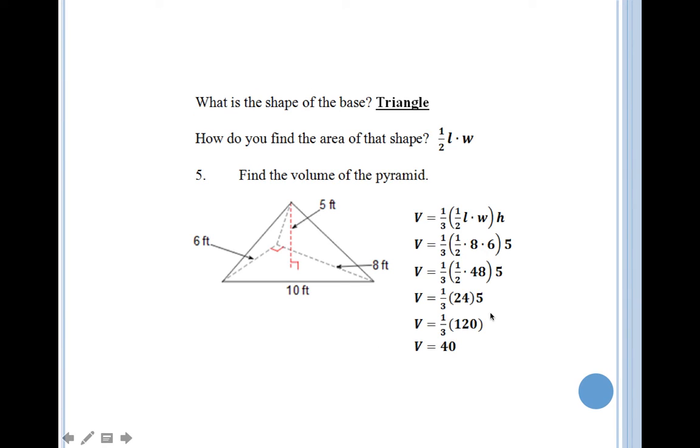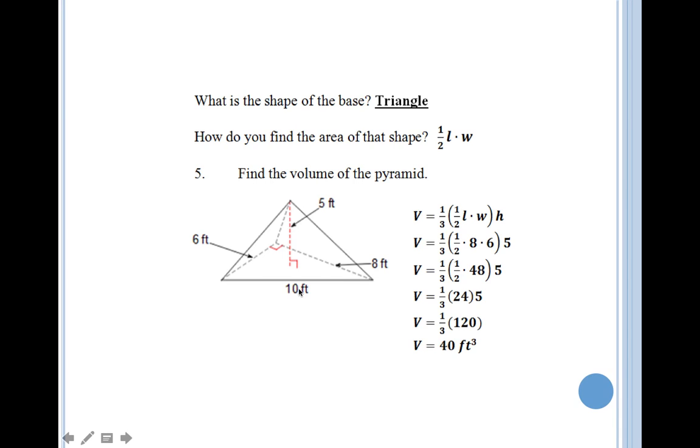So if you notice, if I'm not using something, it's basically getting dragged down until I start using it. So until I need to multiply by 5, I'm just bringing it down to the next step. So when you're doing these, they should get smaller and smaller. So it looks very overwhelming up here, but if you do one step at a time, it'll get smaller each time. Anyways, I got 40. Looking at my units, feet, feet, feet, so it's going to be feet cubed.